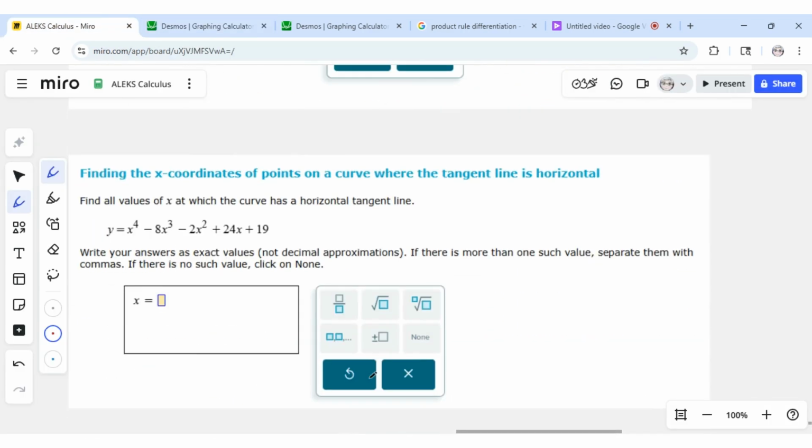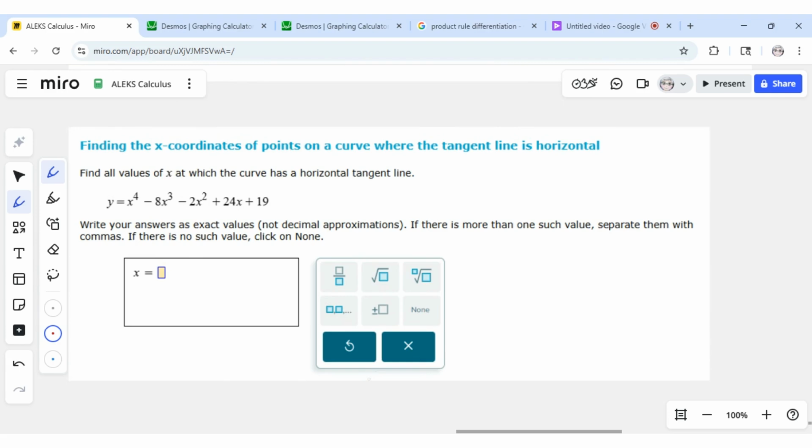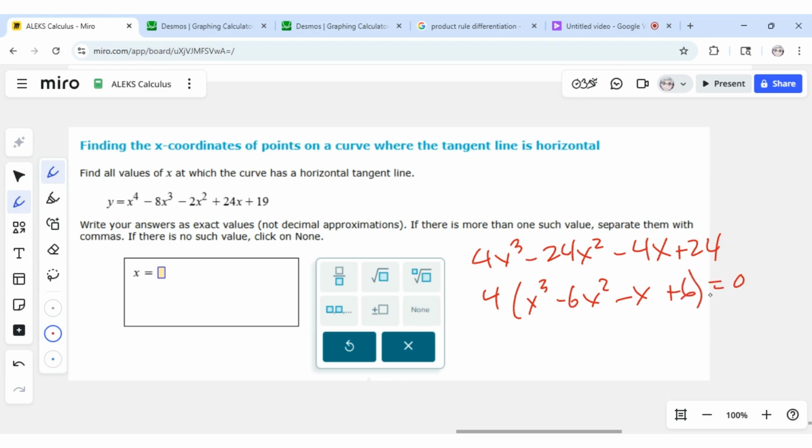All right, let's try another. Boy, so here we've got a 4th degree polynomial. And I guess the first step would be to take the derivative. So we're going to get 4x cubed minus 24x squared minus 4x plus 24. And then we'd want to figure out where that equals 0. I think I'm going to factor out a 4 first, just to make this a little bit simpler. So x cubed minus 6x squared minus x plus 6, and we set that equal to 0.